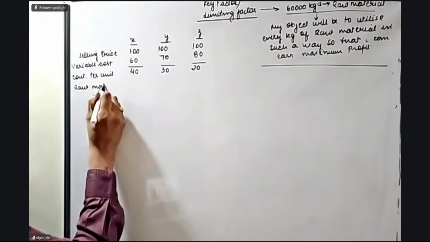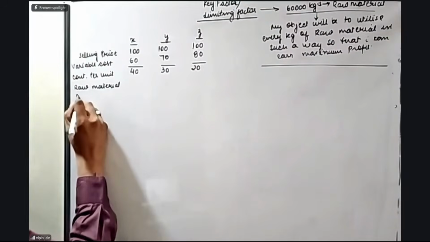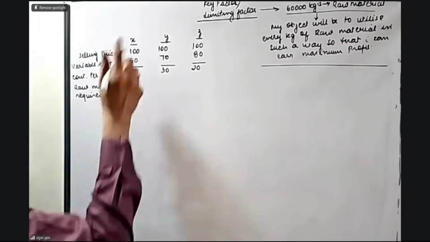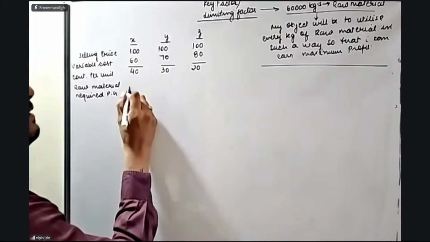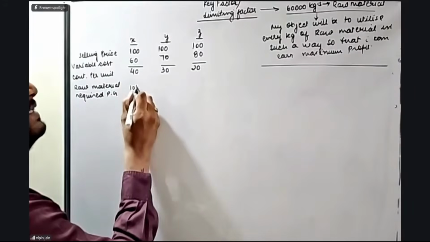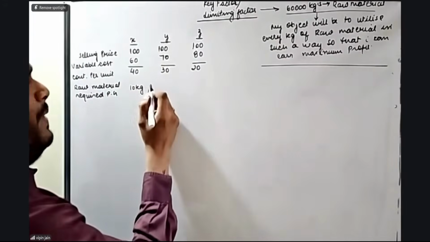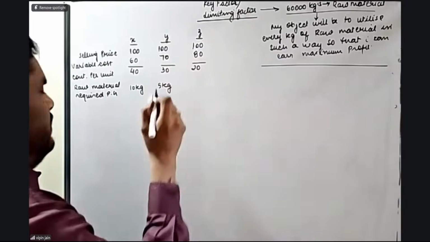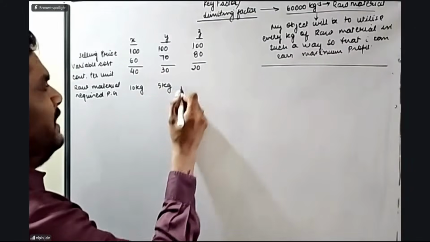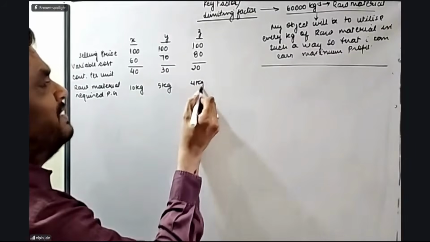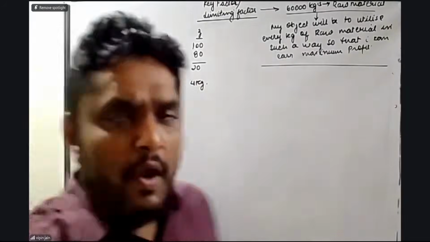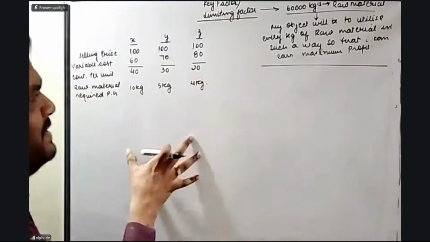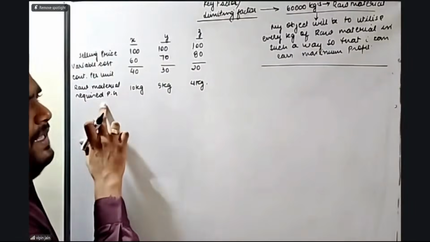So let's say raw material required per unit. To manufacture 1 unit of X, 10 kg raw material is required. To manufacture 1 unit of Y, 5 kg raw material is required. And to manufacture 1 unit of Z, let's say 4 kg raw material is required. My object will be to utilize the raw material in such a way so that I can get the maximum profit. So herein raw material is the key.